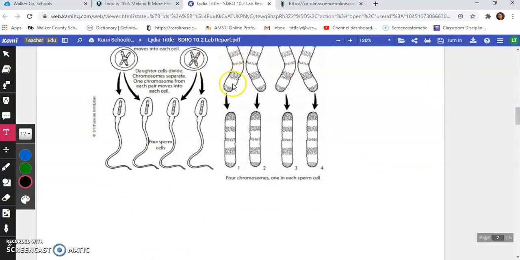Whatever is on this chromosome comes straight down here to chromosome 1. Whatever's on this chromosome copies straight on down to chromosome 2. Whatever is on this chromosome copies to chromosome 3. And whatever you placed on this chromosome copies to chromosome 4. And this, in this example, represents what traits the sperm cells would carry.